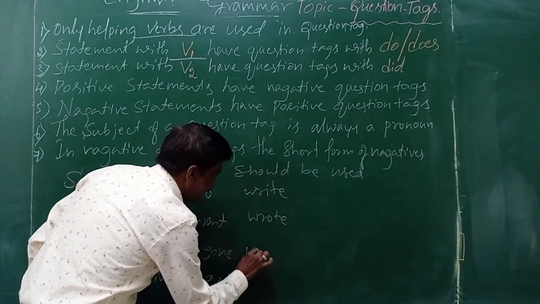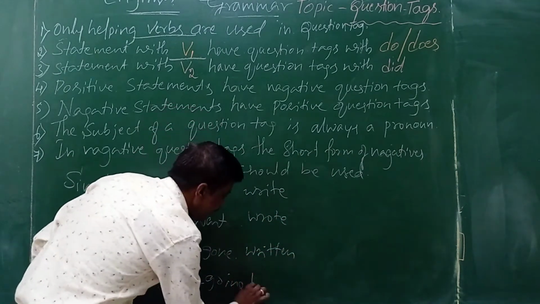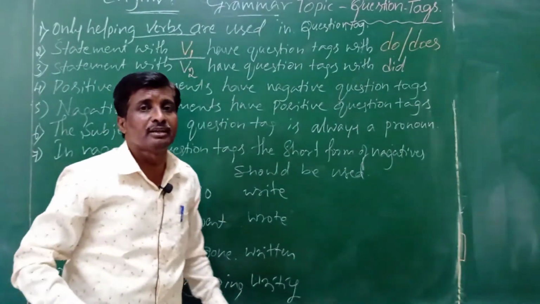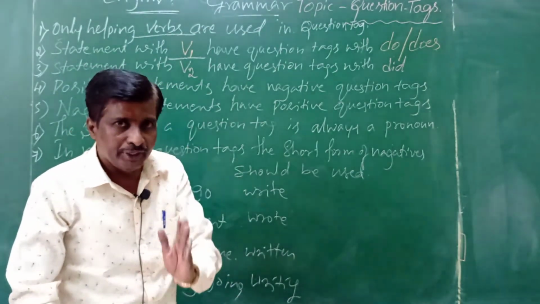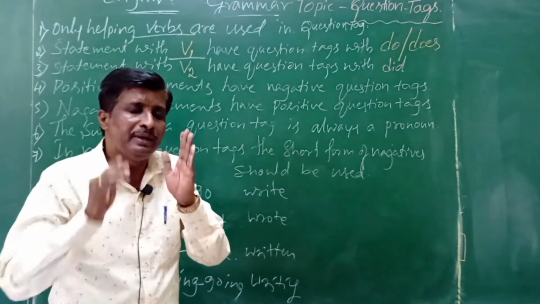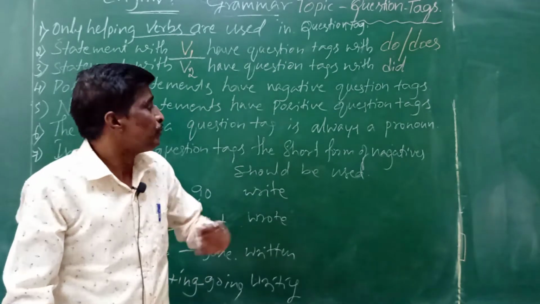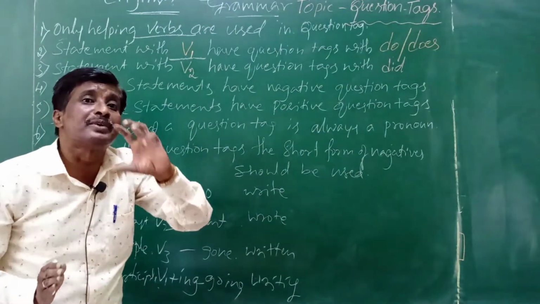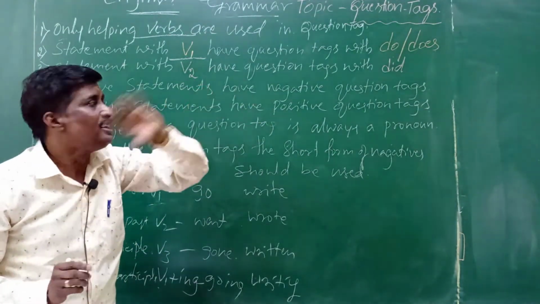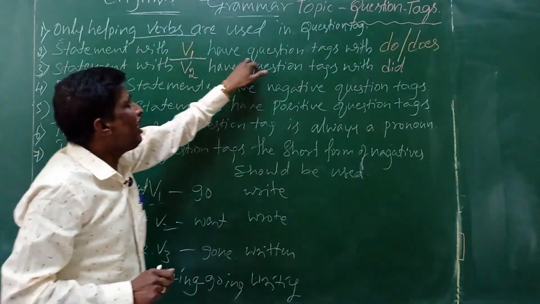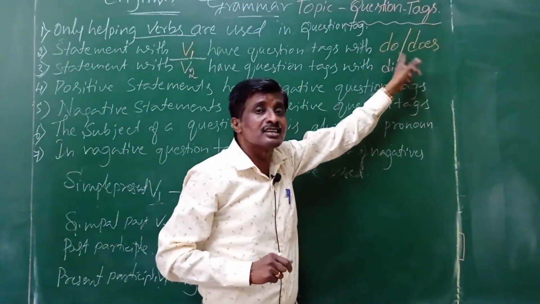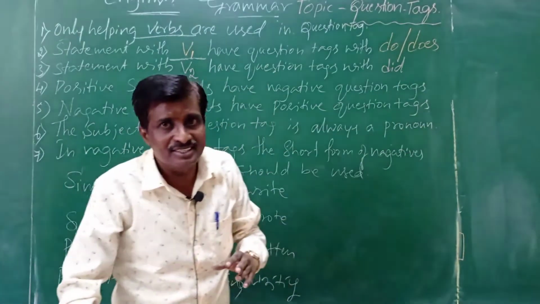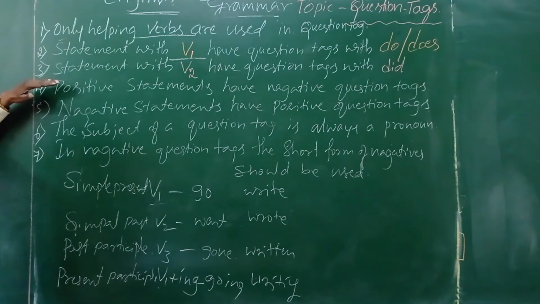Wrote, written, and writing. See, right, wrote, written, writing. Like this, children, don't forget this one. V1, V2, V3, V1-ing. Please remember always in your mind. Okay, see there, statement with V1 means simple present or present tense statements. Statement with V1 have question tags with do or does. Do you can use in singular, does you can use in plural. Okay, yes. Then we come to the third rule.